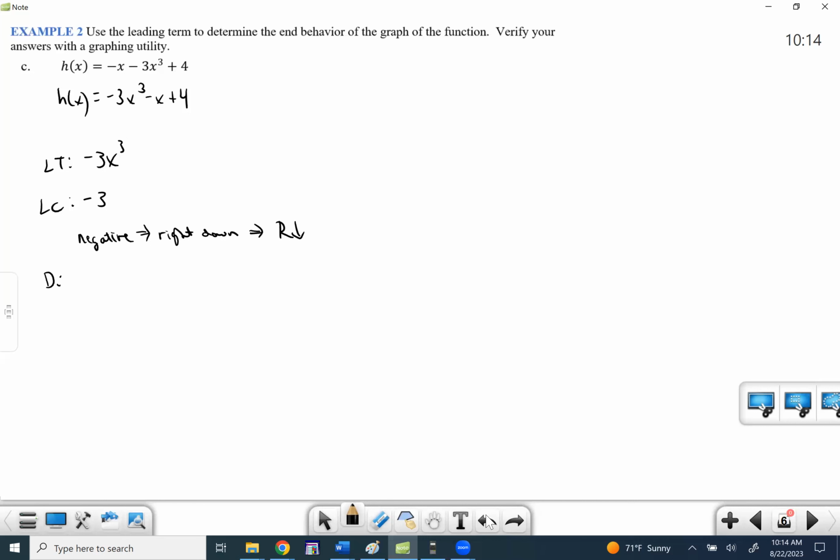Now our degree is degree 3. Probably bad examples, there's a lot of 3s going on, huh? So since that's odd, then that implies that the left will do the opposite. So if the right went down, then the left will go up. Left, up. So in a picture, the left goes up and the right goes down. Okay, let's go see what this one looks like.